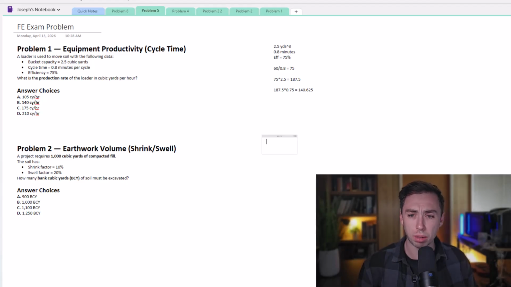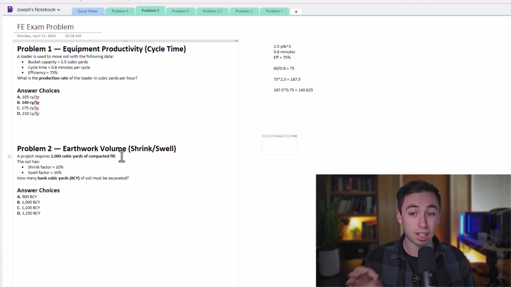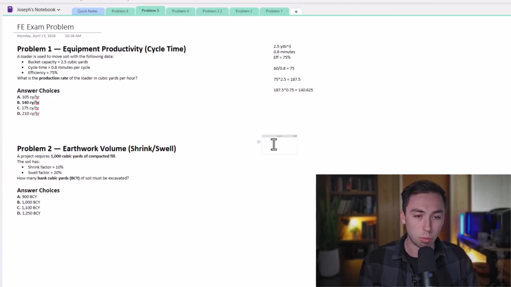Okay, so let's get into problem 2 here. Earthwork volume. A project requires 1,000 cubic yards of compacted fill from the ground. The soil has a shrink factor of 10% and a swell factor of 20%. How many bank cubic yards of soil must be excavated? So let's think about this situation here. We need 1,000 cubic yards from the ground, and there's a shrink factor equal to 10%.